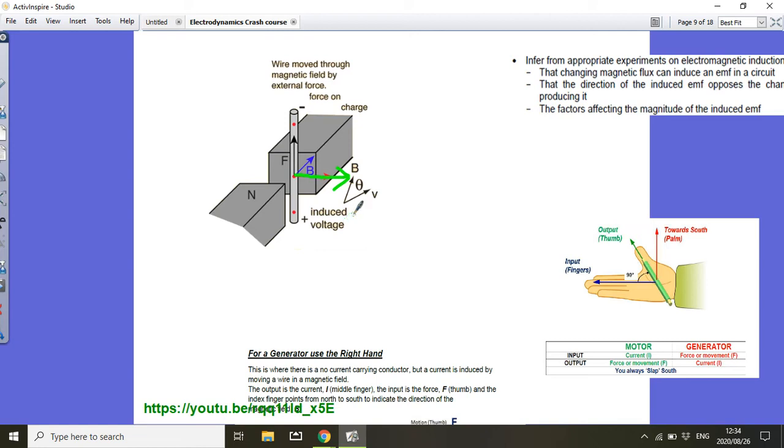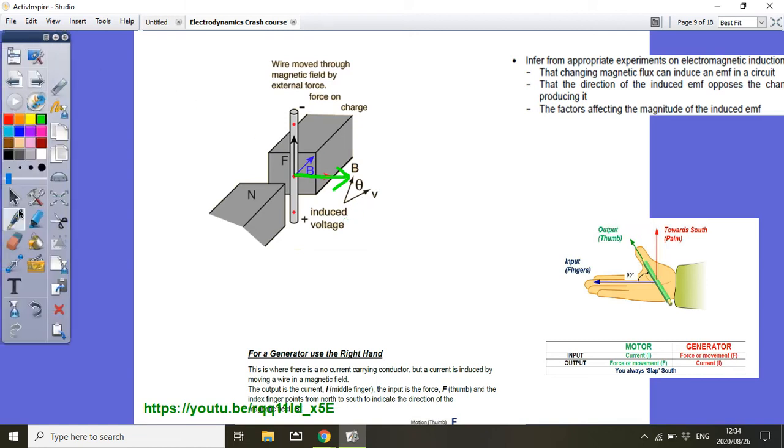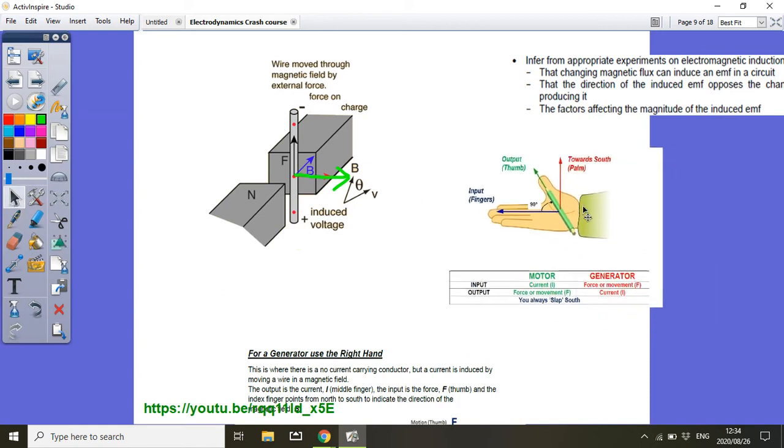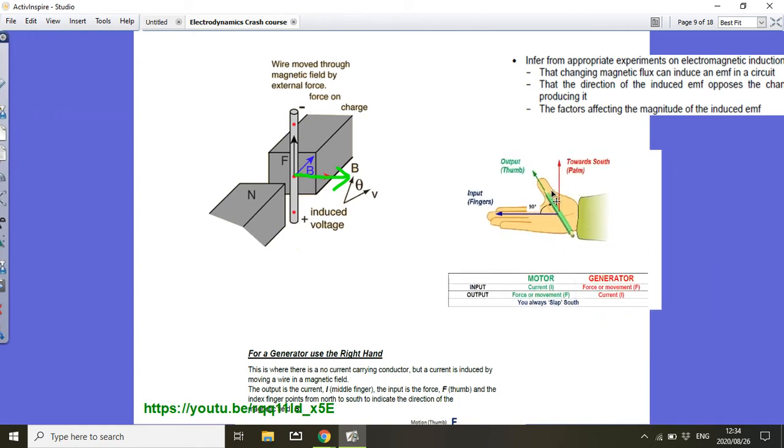Again, you can use your slap rule, or what I call the slap rule, the right-hand vector rule, and you can say, I'm going to slap from north to south. So take your palm and face it. Now remember, the slap rule always uses the right hand, which means you never have to change hands. So you face your palm from north to south.